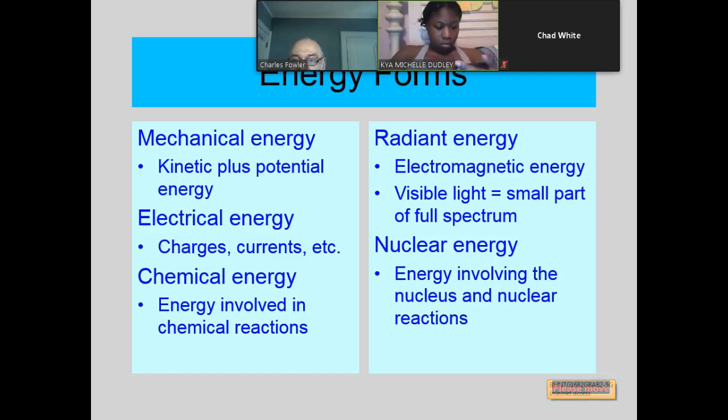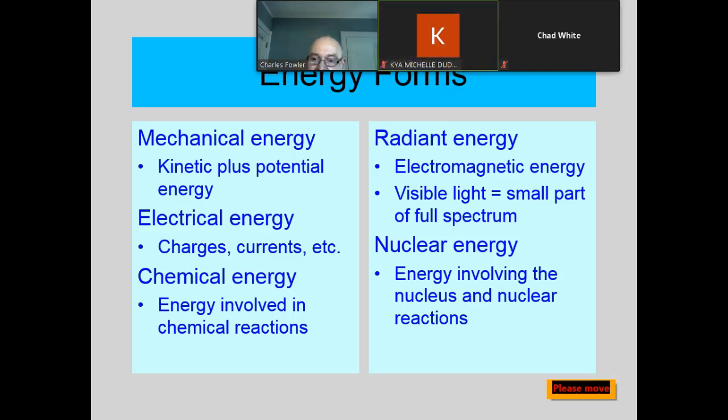Electrical energy basically deals with charges, with currents, with voltages, with resistance, that kind of stuff. That's electrical energy. We'll do that in 2 chapters, okay? Chapter 4 is heat and thermal energy, and chapter 6 is electricity and magnetism. Okay, so that's coming up later. Chemical energy. We'll do a little bit of the chemistry type stuff when we get to chapter 8, but we won't really talk too much about chemical energy.